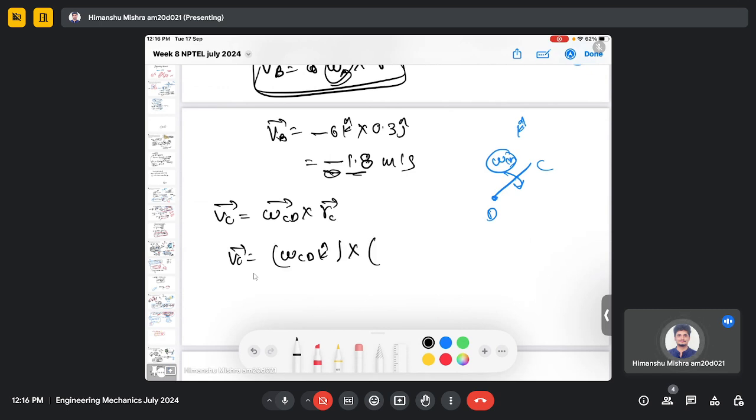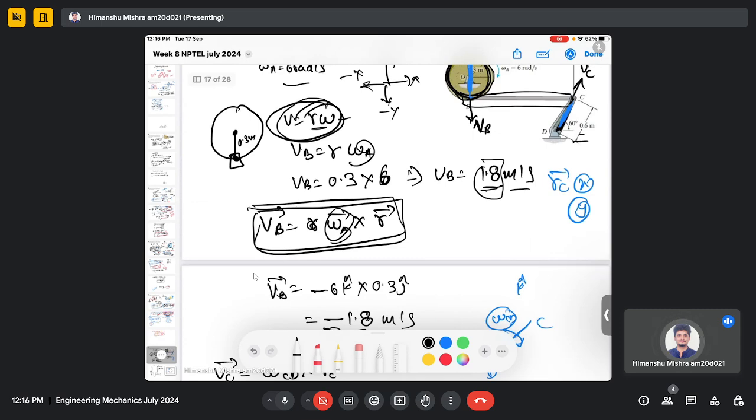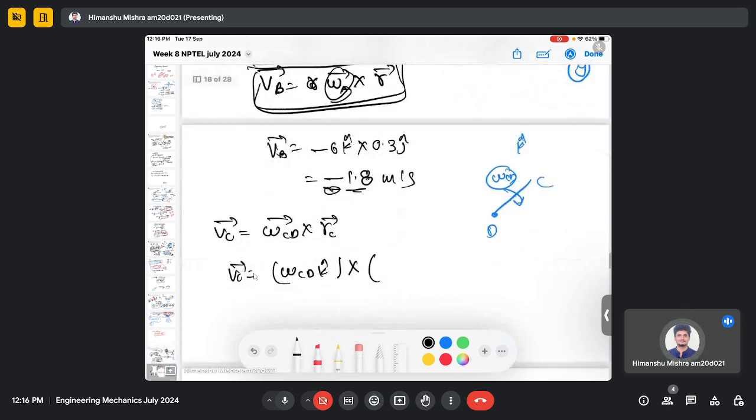So your RC will be, so this distance is 0.6 meter and it has an angle of 60 degree. So it is 0.6 cos 60 in the x direction plus 0.6 sin 60 in the jth direction. So in the previous lecture, actually I have discussed about this.